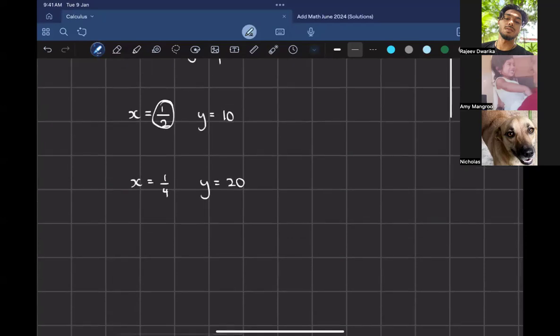What are you noticing about x? Again, smaller or bigger? Smaller. And what are you noticing about y? Again, smaller or bigger? Bigger. Okay.